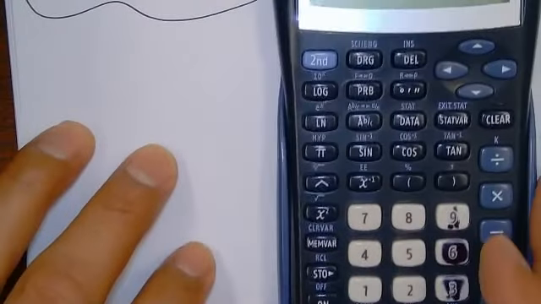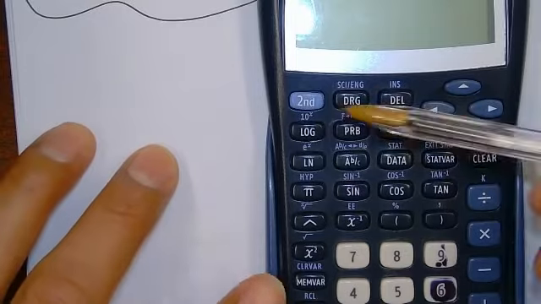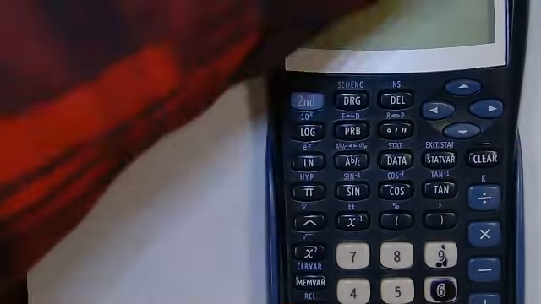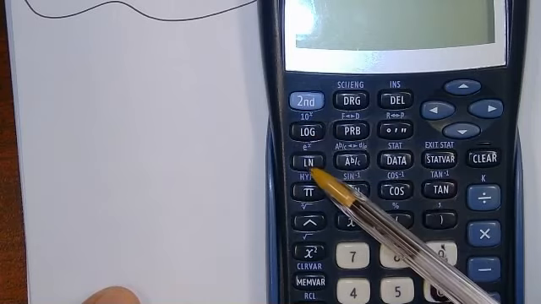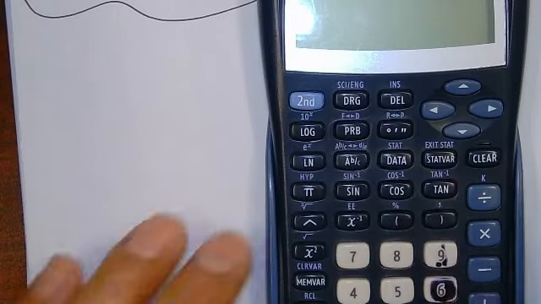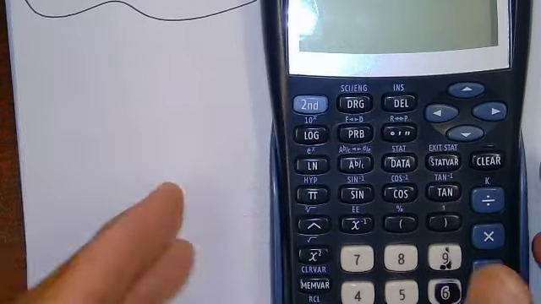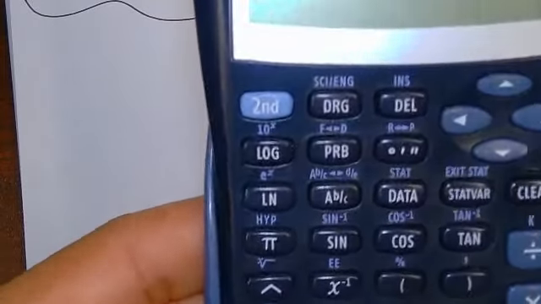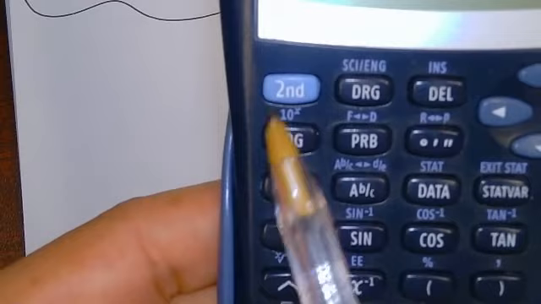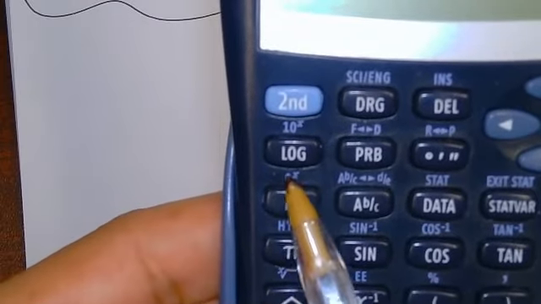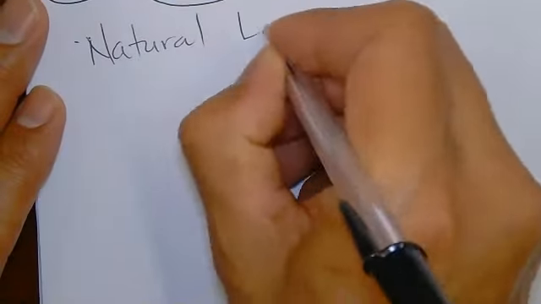Let's see. Where's my logarithm key? Here it is. Logarithm, and it has a base of 10. Can you see this? Logarithms have base 10. Natural logarithm, the base is e. Okay, so let's talk about natural logarithms.